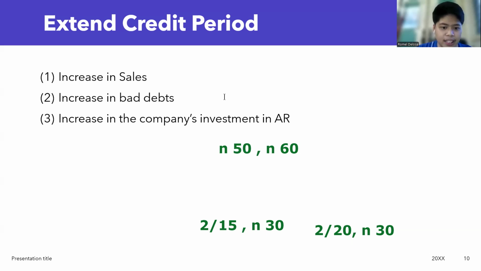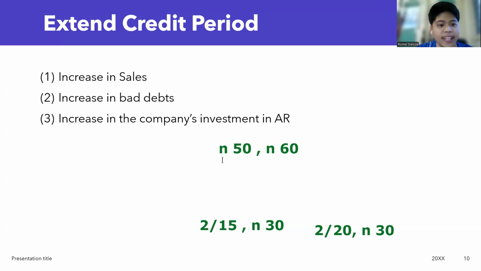Number 3, increase in the company's investment in AR. The point here is, dine-delay kasi natin yung collection. We're giving the customer a leeway to pay late. So anong nangyayari sa accounts receivable? Medyo tumataas siya on average. Kasi instead of waiting for 30 days bago natin makolekta yung AR, right now, it will take us 50 to 60 days already.